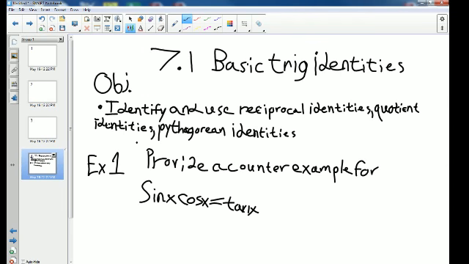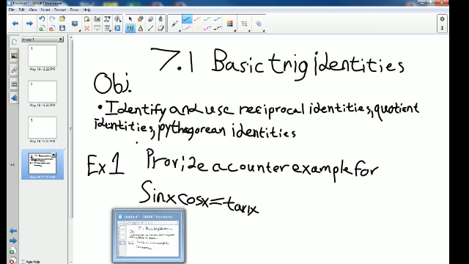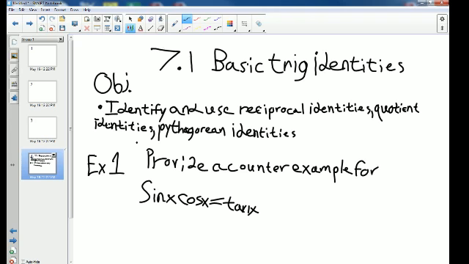Or not 1. You'd have sine of square root of 2 over 2, and then you'd have cosine of square root of 2 over 2. When you multiply those together, you would get 1/2. And that would equal tan of square root of 2 over 2, which would be 1, which would not work. That would be our counterexample. So I will show you. We have to do this in radians in order for this to work, or degrees. It doesn't matter. So I'm going to do radians.